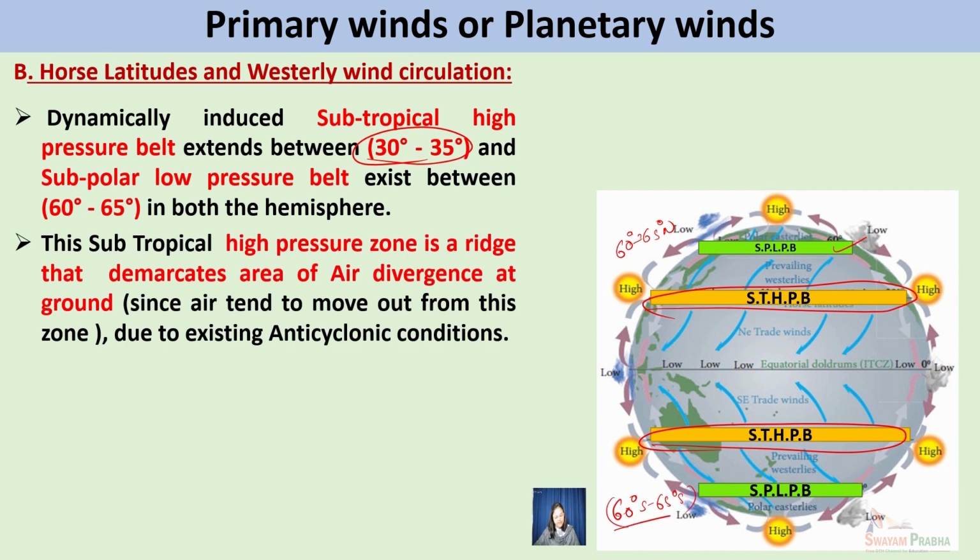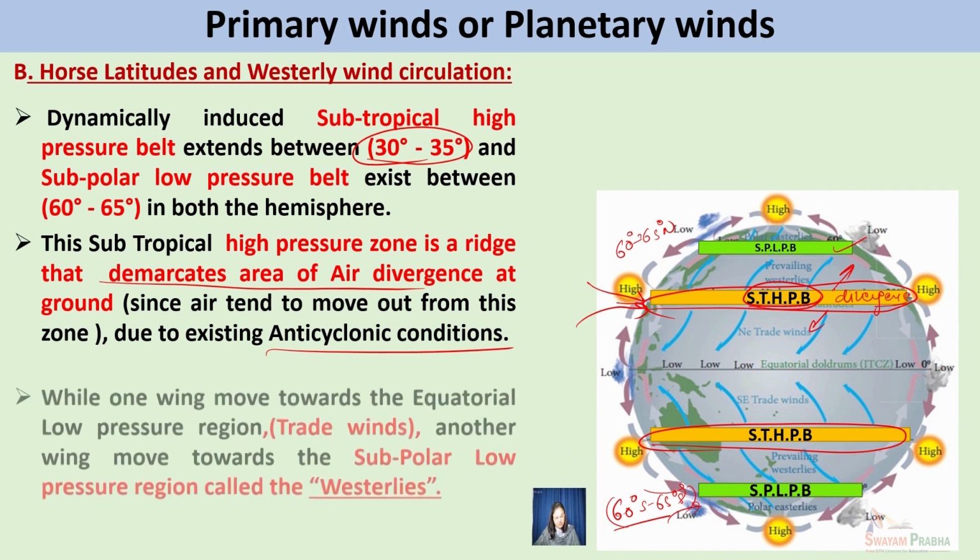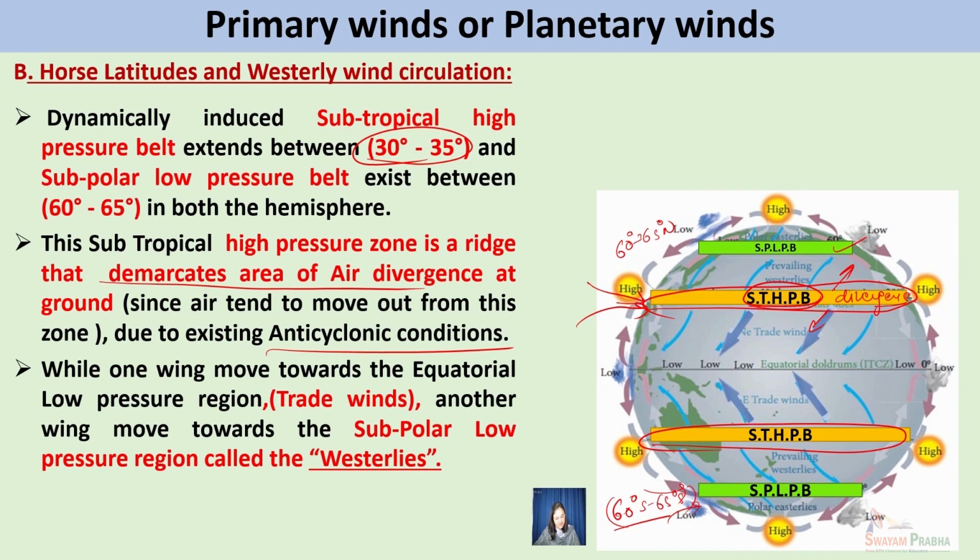The subtropical high pressure belt zone is a ridge that demarcates area of air divergence at the ground surface. So because of descending air from the upper atmosphere in these regions in both the hemispheres, you have subtropical high pressure belt, because of which anticyclonic conditions prevail at the ground surface and these regions experience divergence of wind at the ground surface. So one wing moves towards the equatorial low pressure belt and they are called as trade winds as we have studied in the earlier slide.